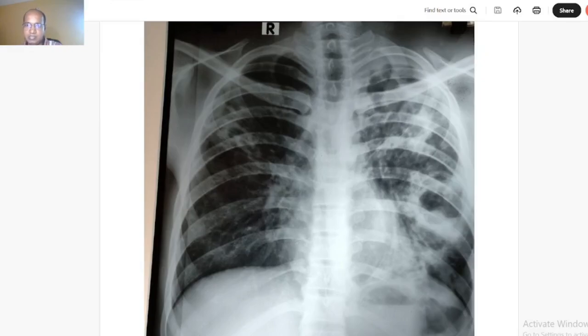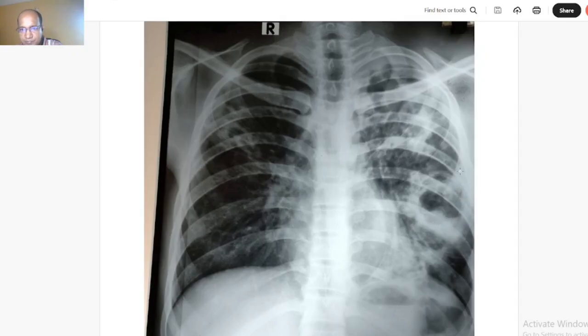A typical history of something else, and try to identify the lesion on this X-ray for the next 10 seconds. Start. Hope you have identified the lesion.